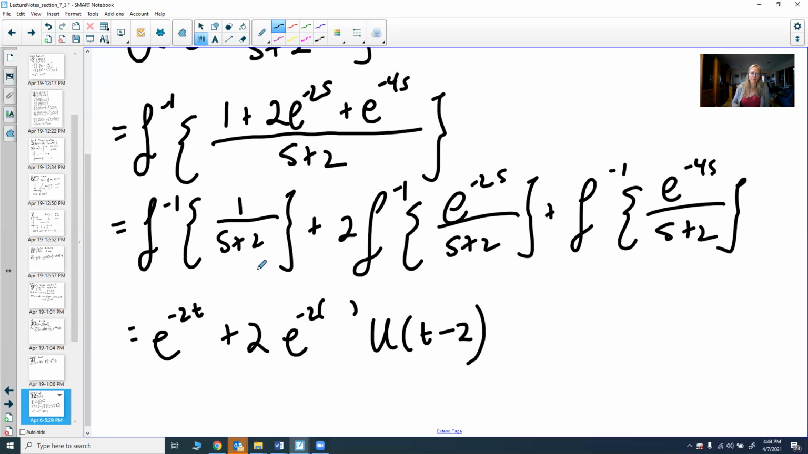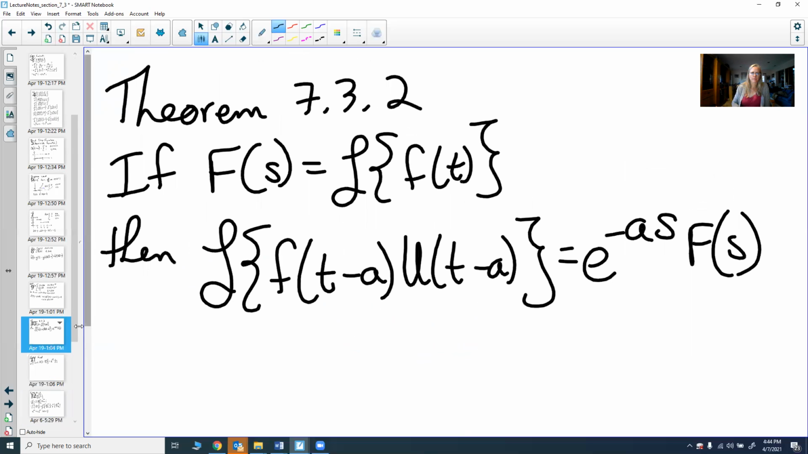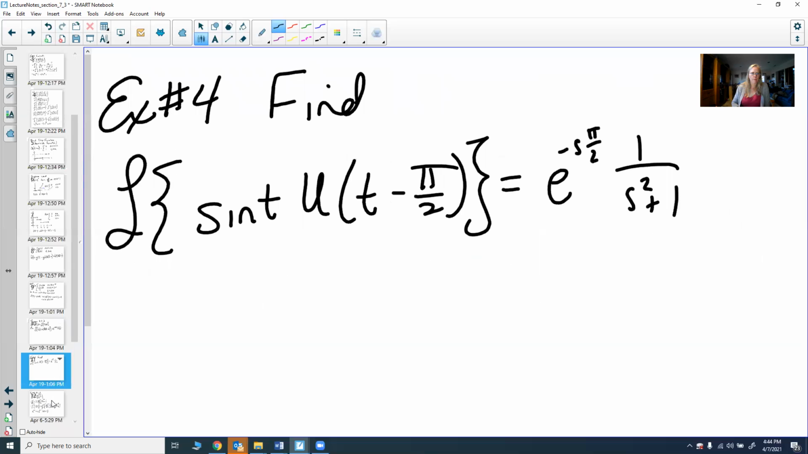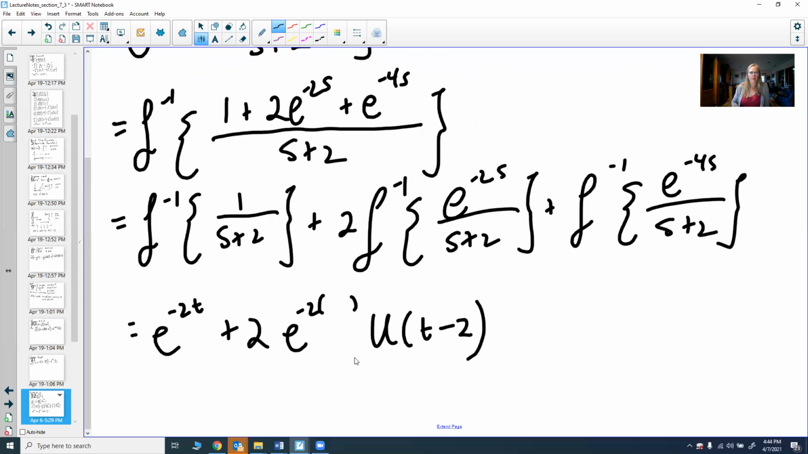Well, the thing is that if you look back at this formula, it is f of t minus a times the unit step function of t minus a is f of s. So when we do this inverse, if this is t minus 2 here, this needs to be t minus 2 here also. Same thing with this one.